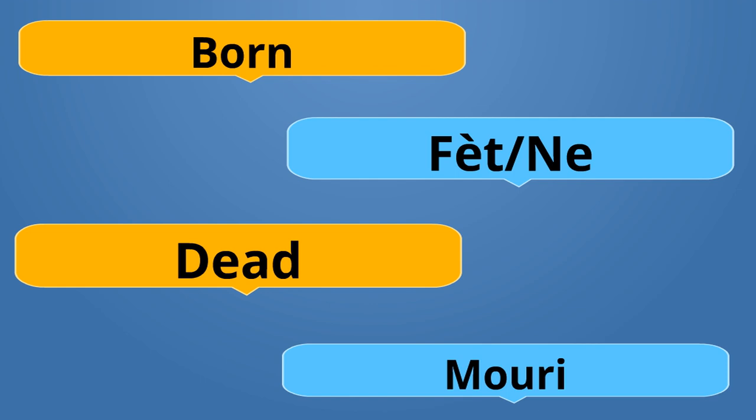Born and dead are opposites, okay? So for born, we say fait or né. Né is more French. And for dead, we say mouri, okay? Fait or né and mouri. So probably 99% of all Haitians will use fait when they're talking about birth, someone's born, okay? So if someone wants to know when you were born, they'll say, qui l'a fait tu?